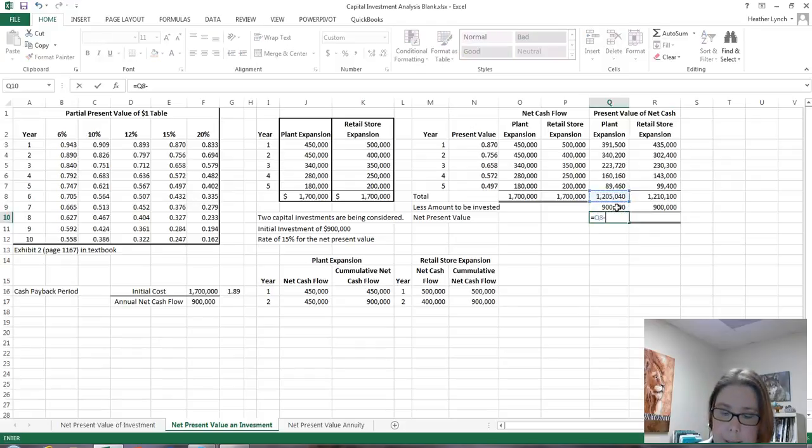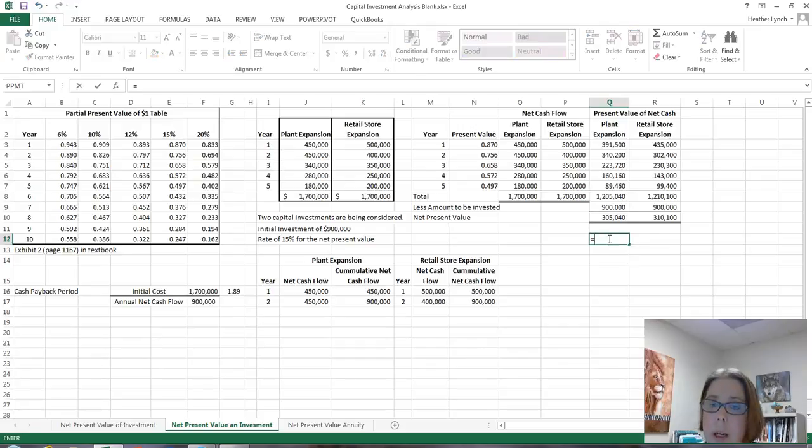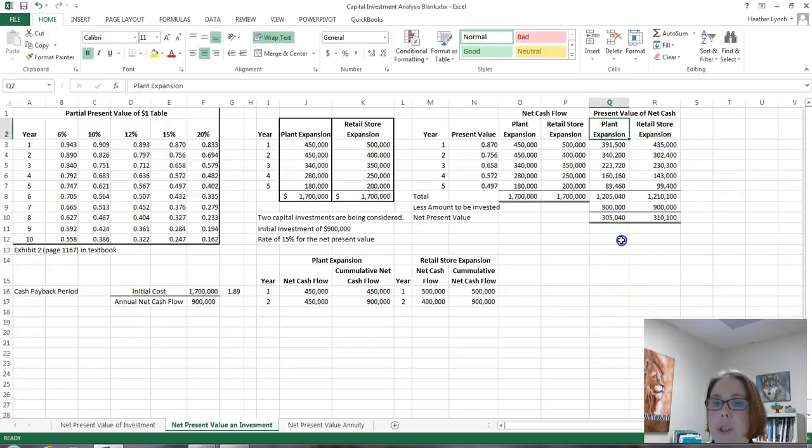So if we look at this, and we do this for both of them, it looks like, according to this, we're going to get a payback of our $900,000 in 2 years on both of them. But our net present value showing for a plant expansion is $305,040, but our retail store is $310,100. So let's just take the difference of those real quick. So that's a $5,060 difference if we do the retail versus the plant.